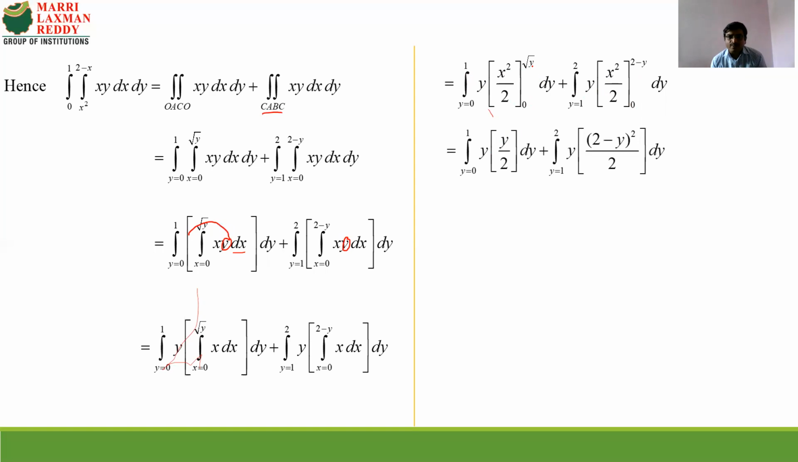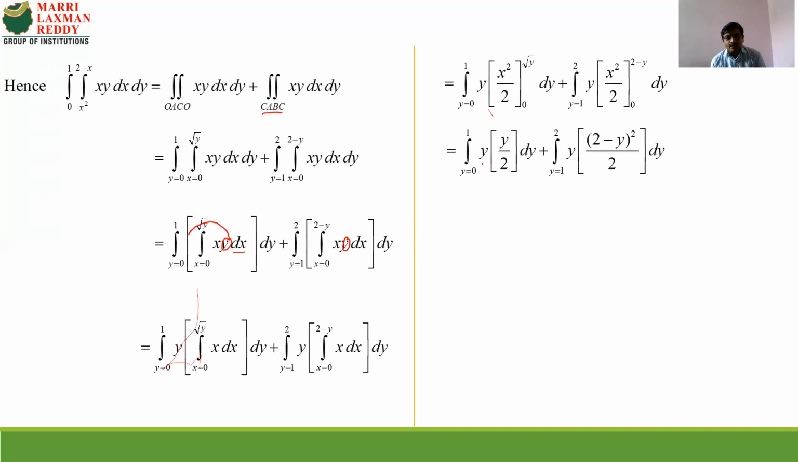So when we substitute the upper limit root y here, root y whole square, this square root and power 2 gets cancelled, you will get only y by 2. And if you substitute the lower limit x is equal to 0, this x square becomes 0, and 0 by anything is equal to 0. So we will get only y by 2. Similarly, in this integral also, you substitute the upper limit 2 minus y in place of x, so you will get 2 minus y whole square by 2. And substitute the lower limit in place of x, you will get 0. So finally, you will get 2 minus y whole square by 2.